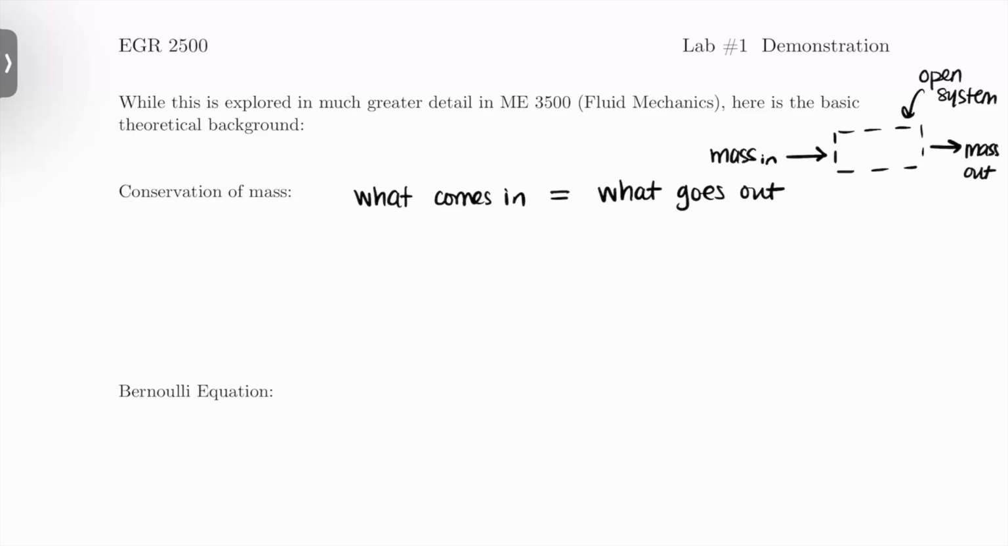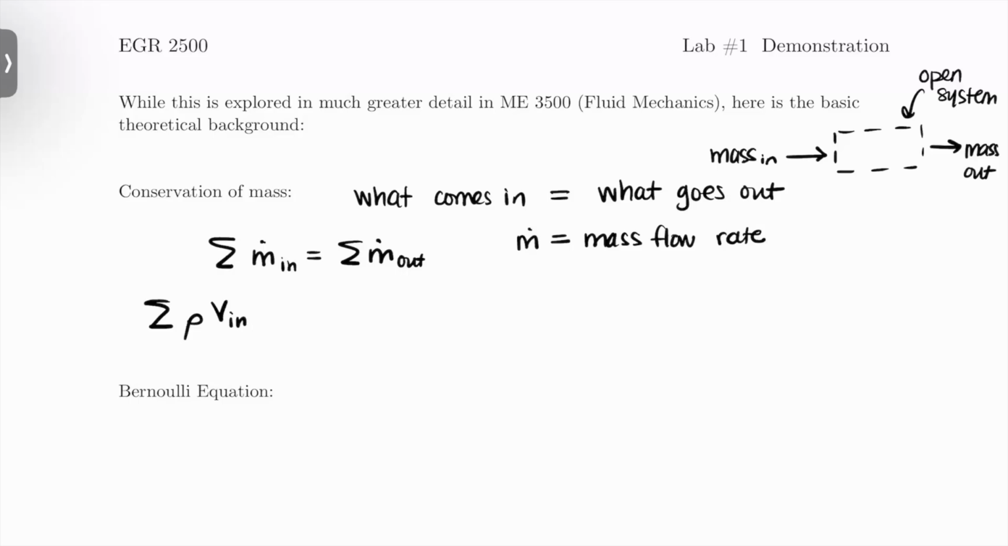So essentially, what this means is that the sum of m dot in is equal to the sum of m dot out. So this is our mass flow rate. And we can rewrite this in another way as density times the velocity going in times the cross-sectional area going in is equal to the sum of the density times the velocity going out times the cross-sectional area going out.